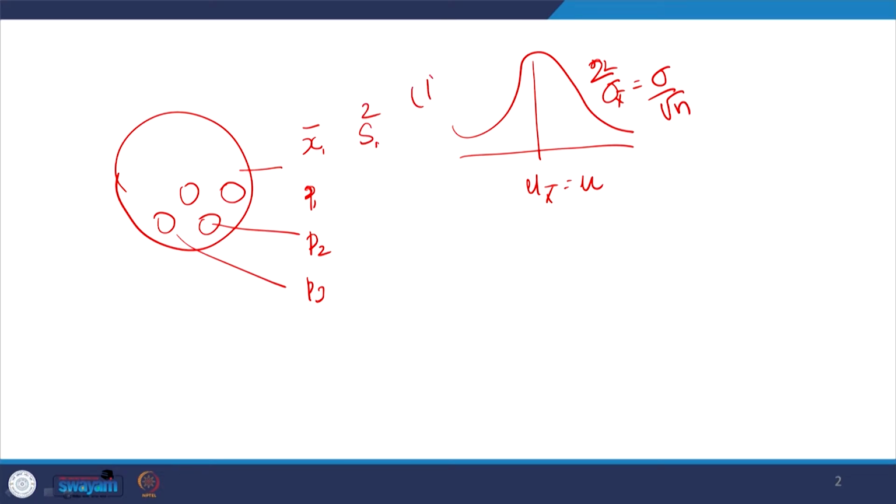What is the first result? From the population I have taken samples. If I plot the various sample means, they will follow a normal distribution. Similarly, in this lecture we are going to take samples from the population, and for each sample we find the proportion. Proportion means probability. So I may get P1, P2, P3, and that also will follow a normal distribution.